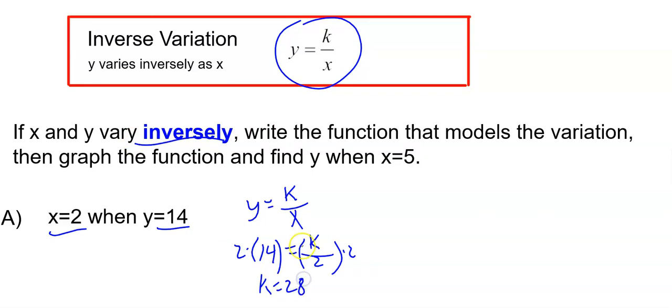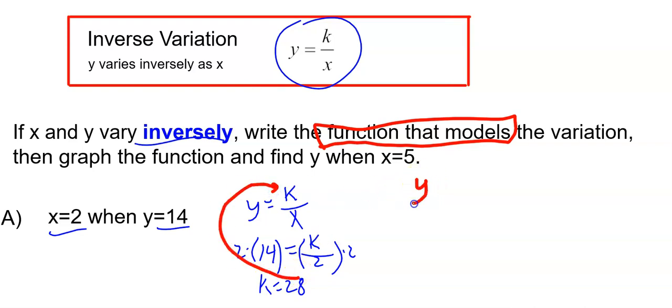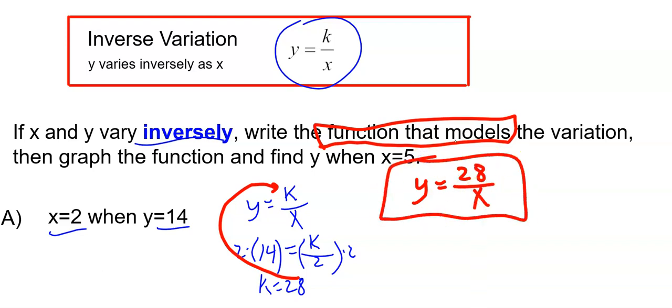Now that's not our equation. The first part of the question says, write the function that models the variation. So now that I know k is 28, I'm going to plug it into the function. So I'm going to plug that in right there. So I get y equals 28 divided by x. Now x and y can be many different things, but for this problem, the k value is always 28.